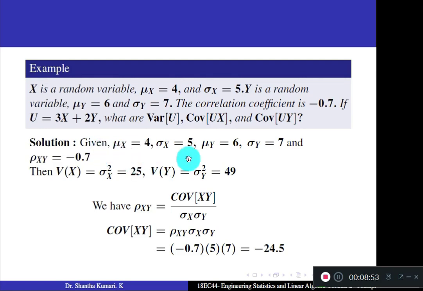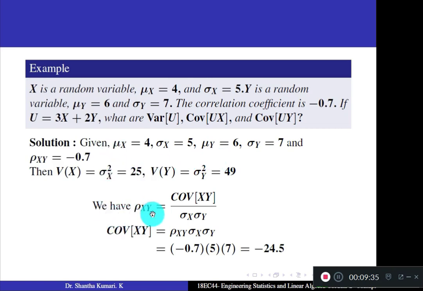First write down all the terms which are given to you. Five terms are given: mu x, sigma x, mu y, sigma y and the correlation coefficient rho, or rho xy. Then using this, how do we find the variance of x? Variance of x is nothing but sigma square x. Sigma x is given as 5, so variance of x is 25. Variance of y can be obtained by squaring sigma y, and you get 49.